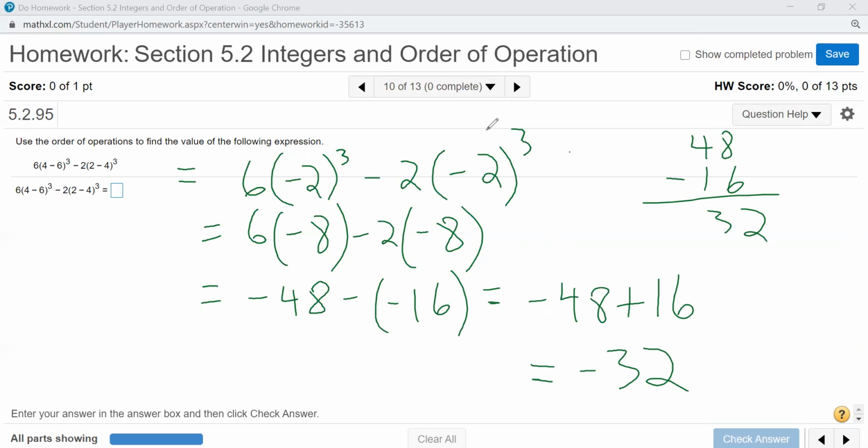Do y'all want me to work another order of operations problem, or do you want me to move on to a different concept? Move on, move on, move on. Let's do that.